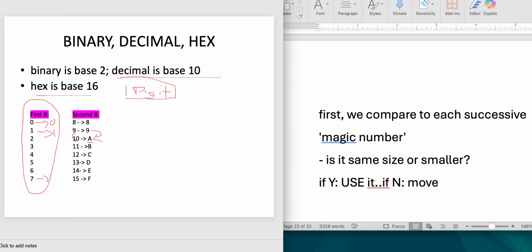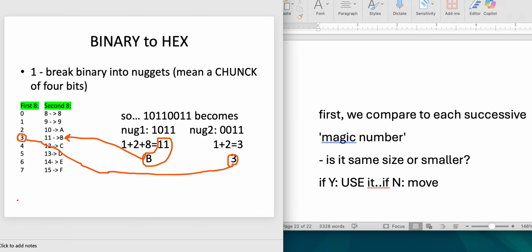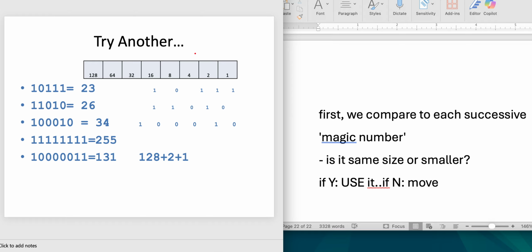So the question might be, if that's the case, how can we convert, for example, binary to hexadecimal? Well, we can use the decimal equivalent, and then adapt that to hexadecimal. So, for example, let's take 10110011. The first thing we want to do is break binary into what we call nuggets, meaning a chunk of 4 bits. So 10110011 becomes 1011 and then 0011. Now 1011, if we compare this using the magic numbers, means we add the 1 and the 2, but not the 4, and the 8. So it's going to be 8 plus 3, which is 11.